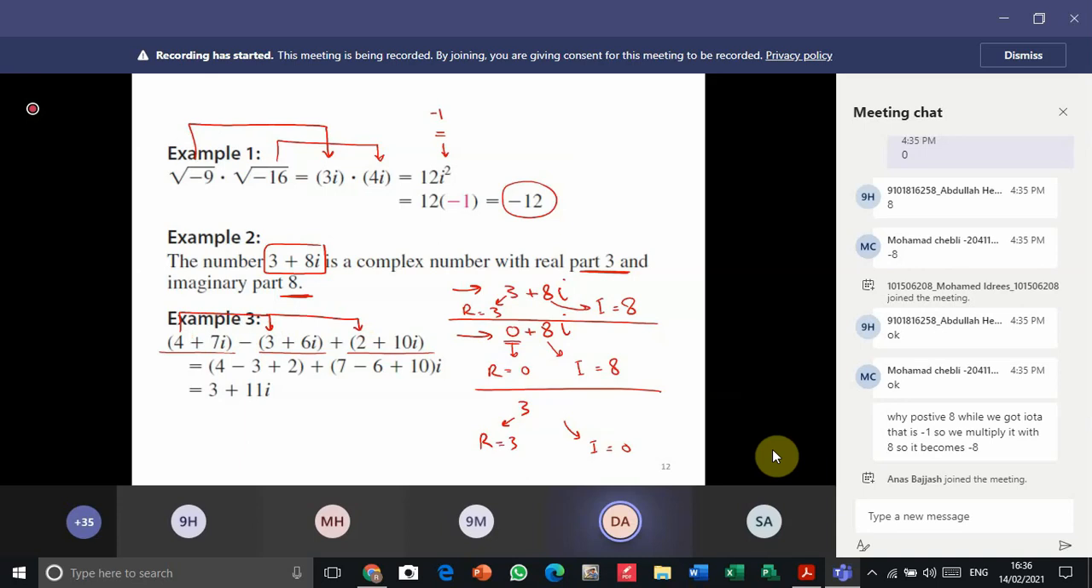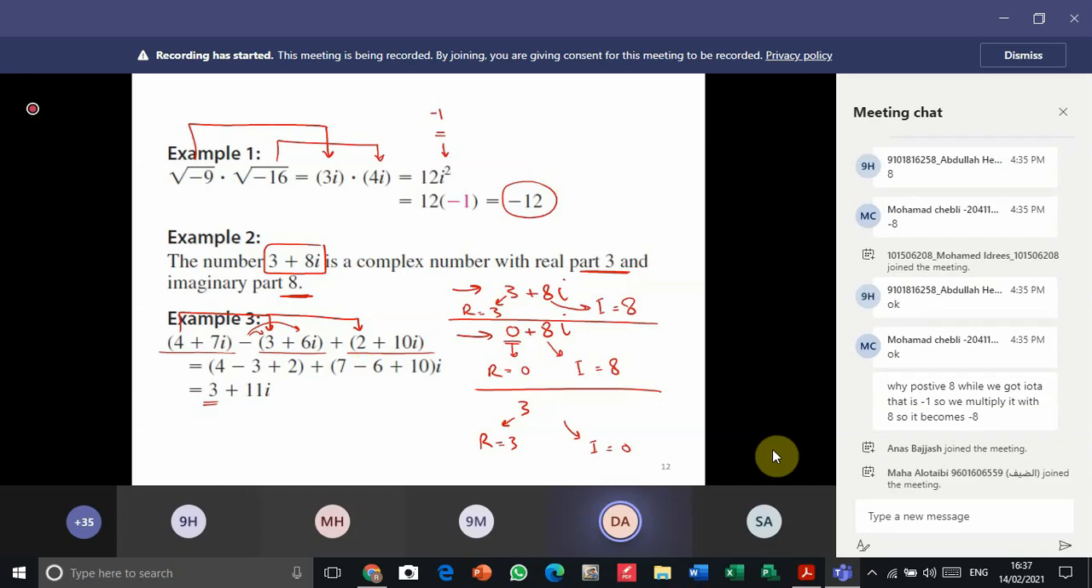4 minus 3, why minus 3? Because we have a negative, don't forget, put the negative inside the brackets. 4 minus 3 is 1. 1 plus 2, so we have 3. And add and subtract the imaginary parts together. So we have 7i plus 6i plus 10i. This is correct?